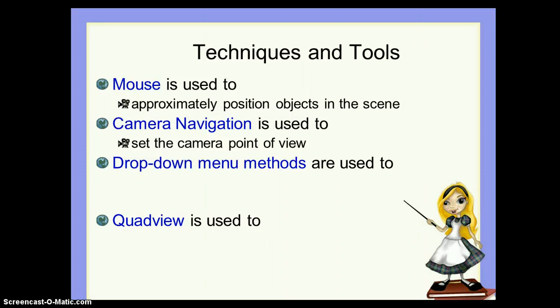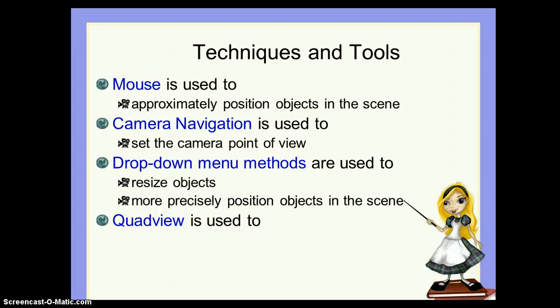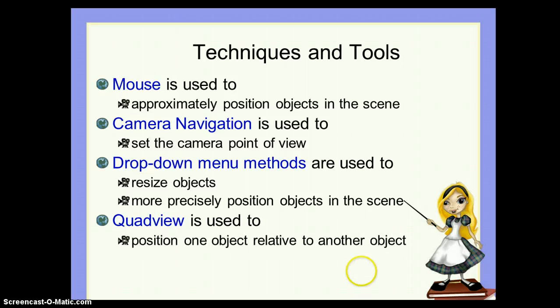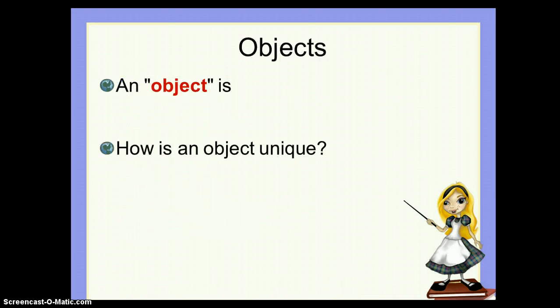There are a whole bunch of methods that come with each object that you put into the program, and they could do things like help resize the objects. They can help you position it as well. And then quad view is to help really locate where that thing is. If you have two birds and you want them to be exactly in the same horizontal plane, you can use quad view to make that happen.